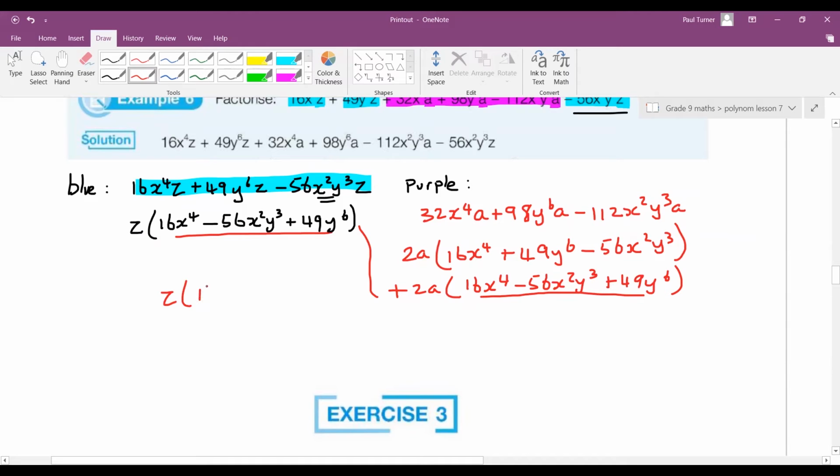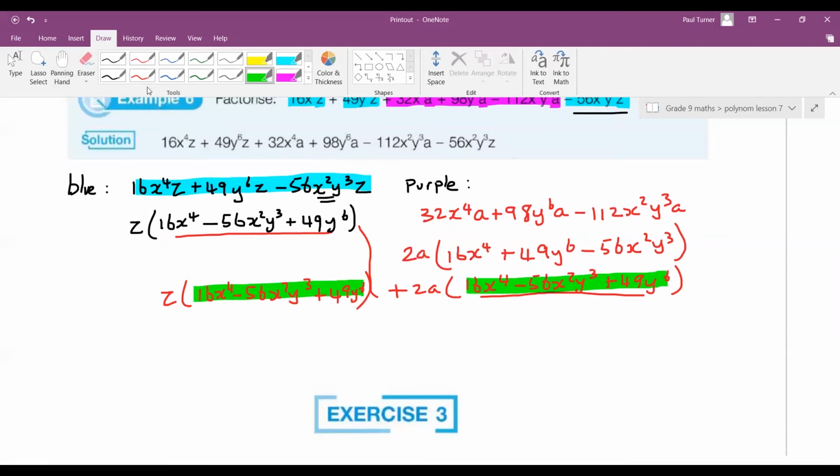So I guess I can write that again. So z, 16x4 minus 56 x squared y3 plus 49 y6. So now you see that these are actually the same. So let's do that in green. So this one and this one are common factors. So we'll bring that out the front. So we'll have 16x4 minus 56 x squared y3 plus 49 y6 in green.